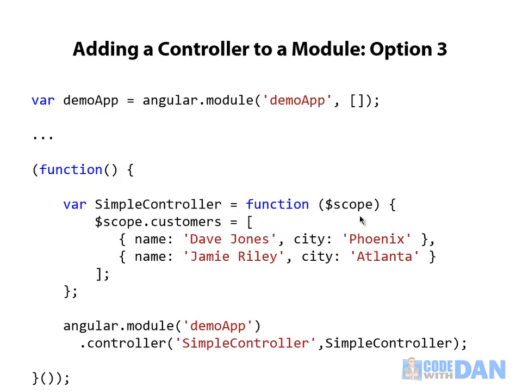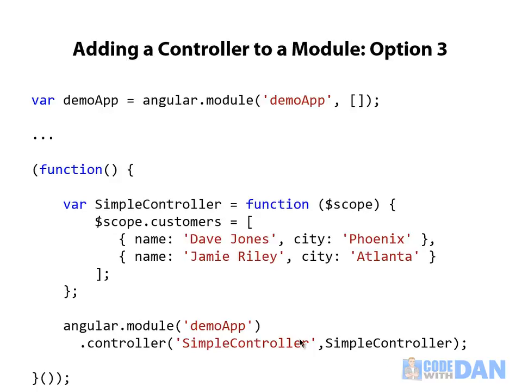Pretty standard. Then what I'll do is angular.module will reference the module again. Notice there's no square brackets here, so it's just a reference. And then I'll simply feed this variable, which is really a function, into the controller definition.